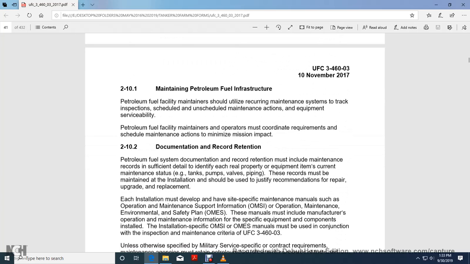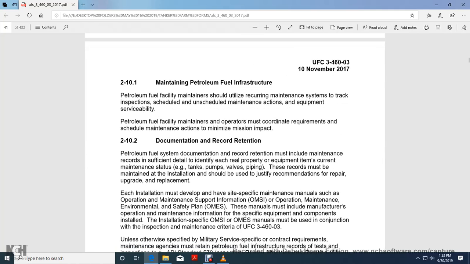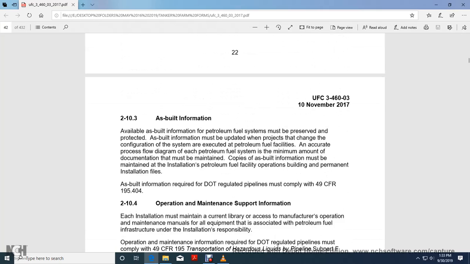2.10.1 Maintaining petroleum fuel infrastructure. Petroleum fuel facility maintainers should utilize the required maintenance system that tracks inspection schedules, unscheduled maintenance actions, and equipment serviceability. Petroleum fuel facility maintainers and operators must coordinate requirements and schedule maintenance actions to minimize mission impact.